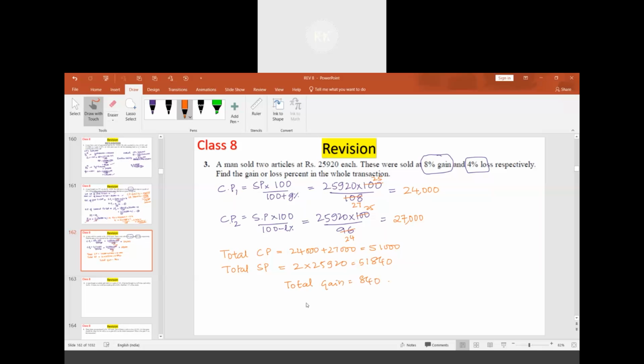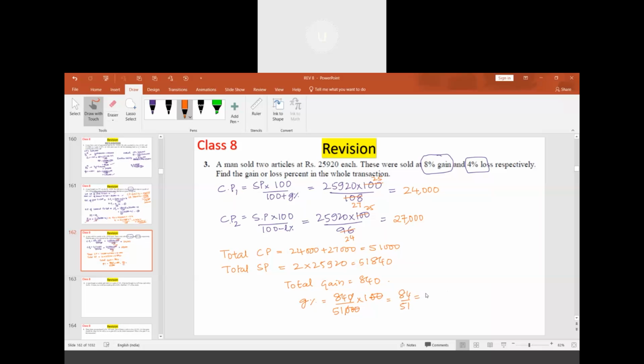Gain percent is 840 divided by the total cost price, into 100. Total cost price is 51,000. So the zeros will cancel, and it becomes 84 by 51. Is it 27 by 17?